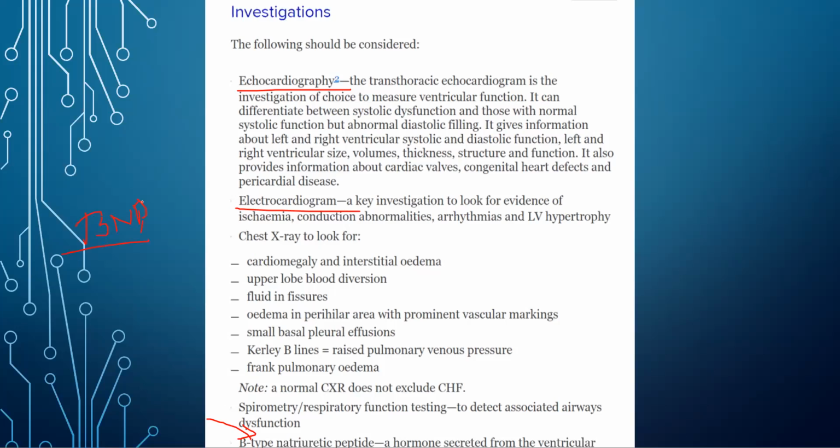But if that is the case, like you are in an area where there is no echocardiogram available, and you need to find out if this patient is having heart failure or not, then as a second line, you can do BNP. Okay, but never ever, if echocardiogram is available, you will never ever do BNP to diagnose heart failure.